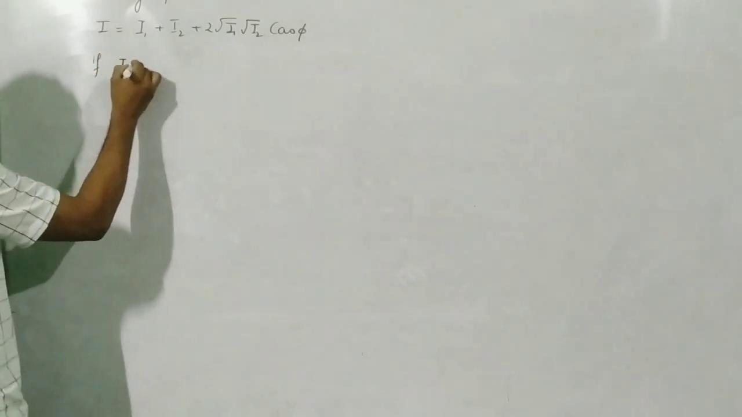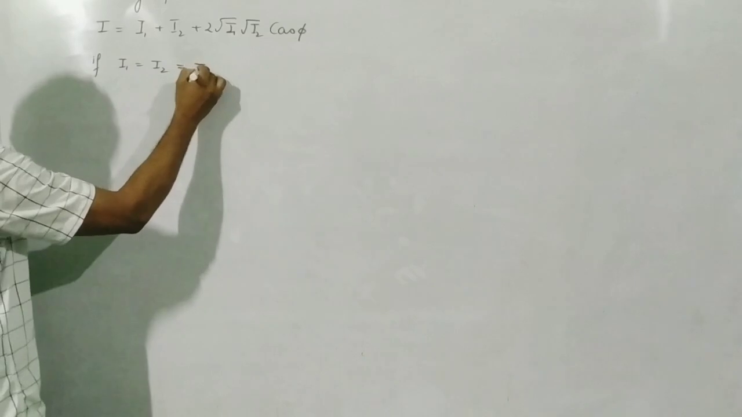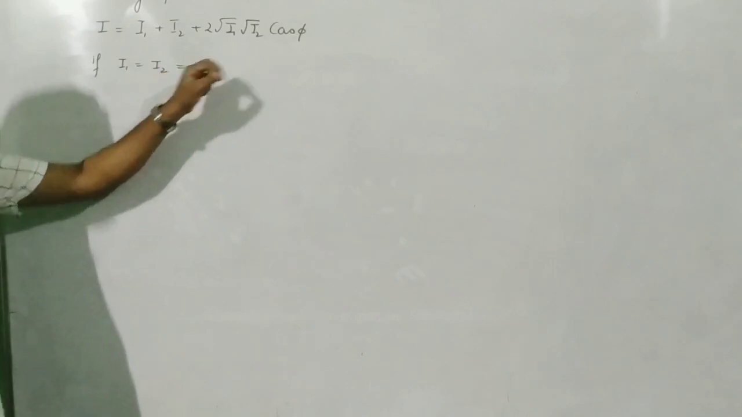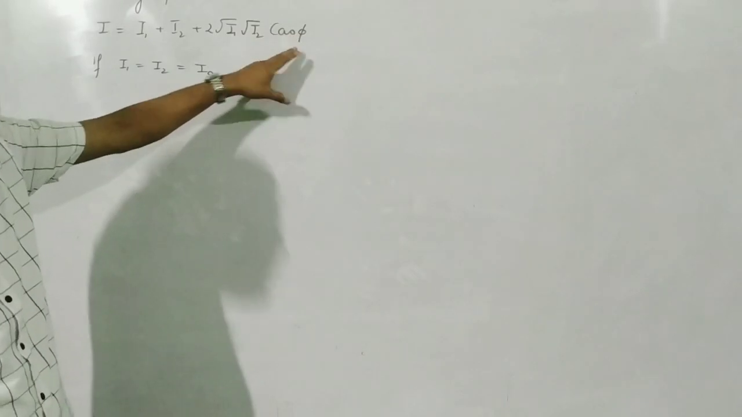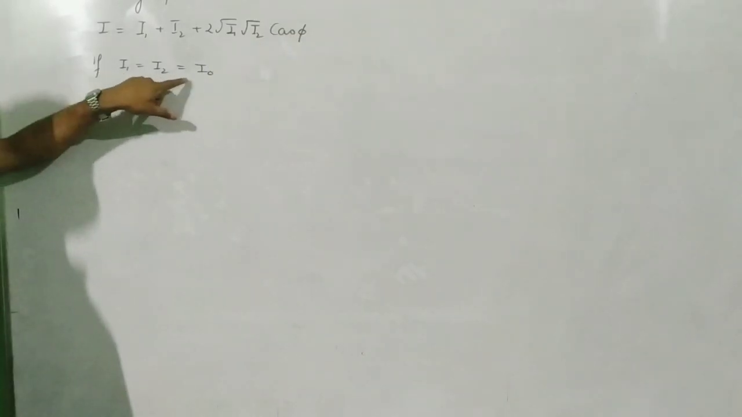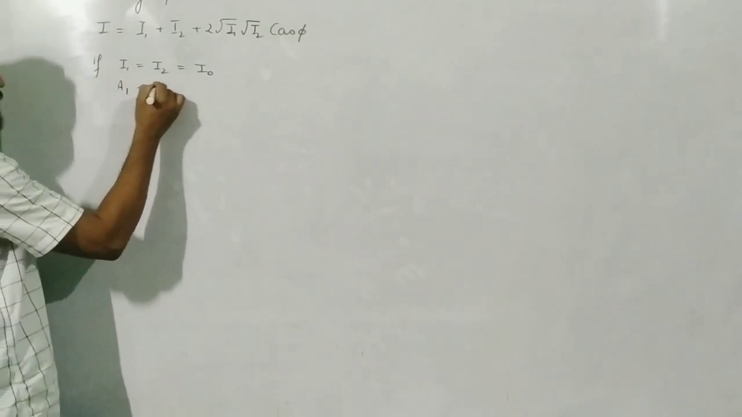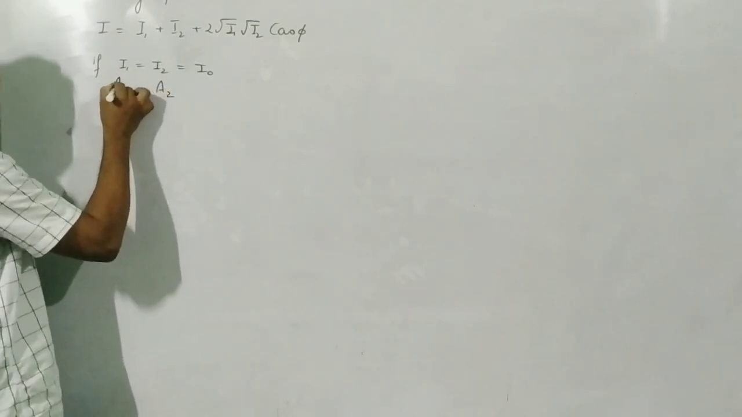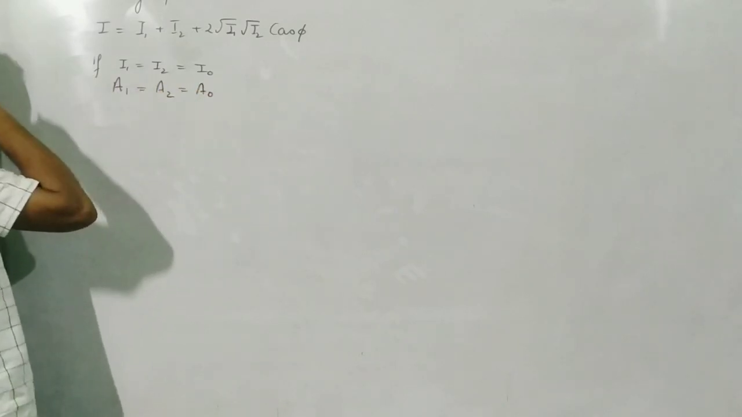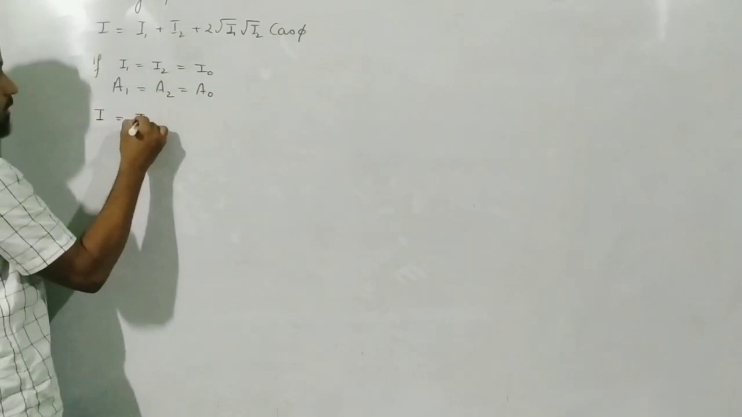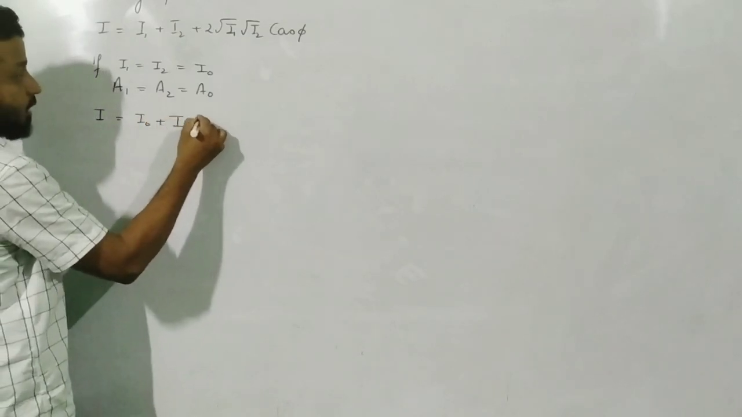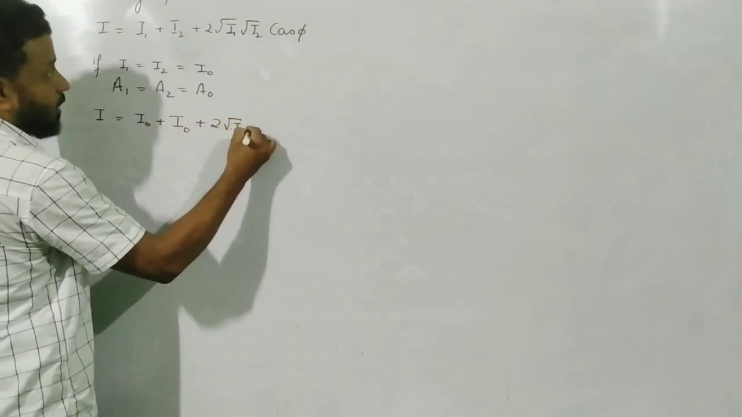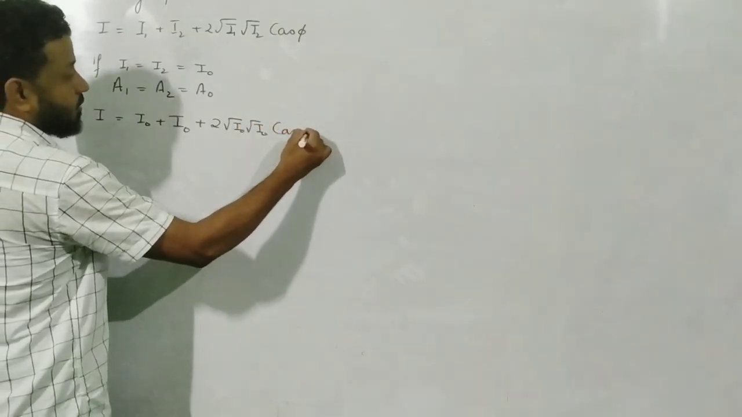Now, if I1 is equal to I2 is equal to I0. Where I am differing from the previous statement is that I did that under the condition of maxima and minima, but right now I am going to take a general formula for any phase constant, for the condition of I1 equals I2 equals I0. That means both the amplitudes are the same, A1 equals A2. In that case, I will write I is equal to I0 plus I0 plus 2 root I0 into root I0 into cos phi.